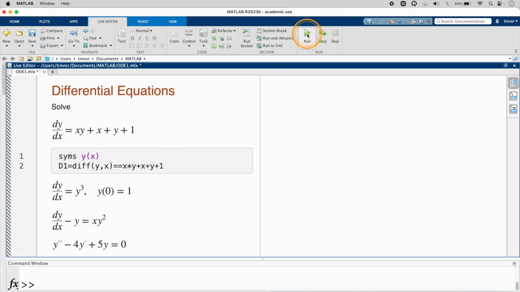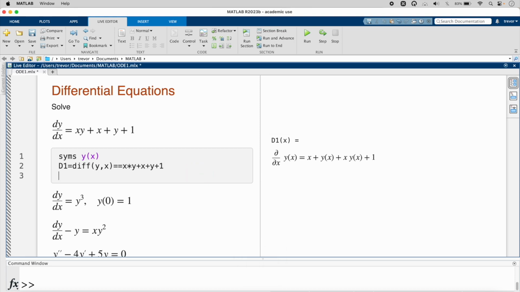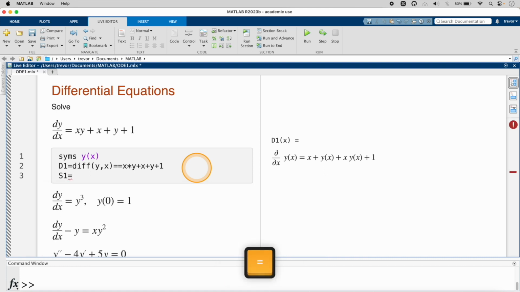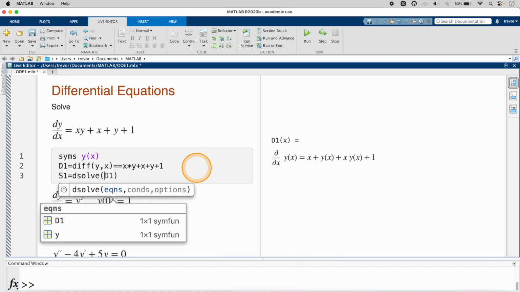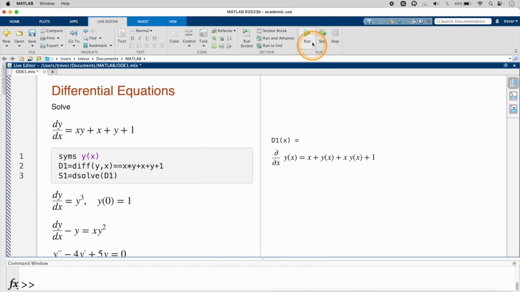I can just run to see the differential equation that I've just entered. So we have the derivative of y with respect to x, then x plus y of x plus x times y of x plus 1. After entering the equation, I then go on and solve it. I'll call the solution S1 is equal to, the function for solving differential equations that I'll use is dsolve, open parenthesis, and we are solving D1, differential equation 1. Then I go on and run, and it gives us the solution there.